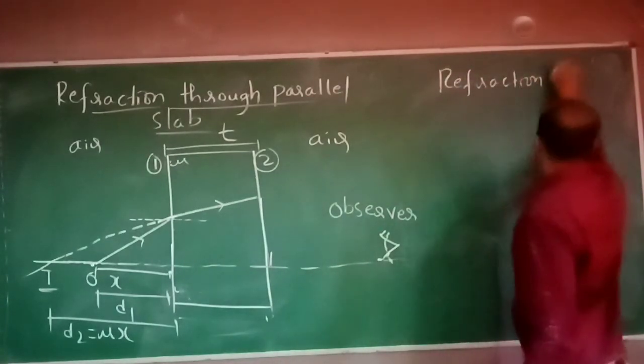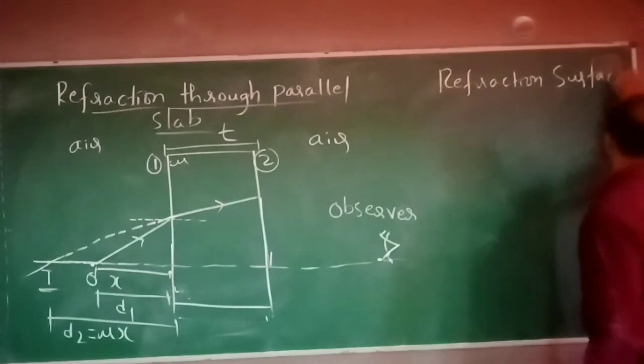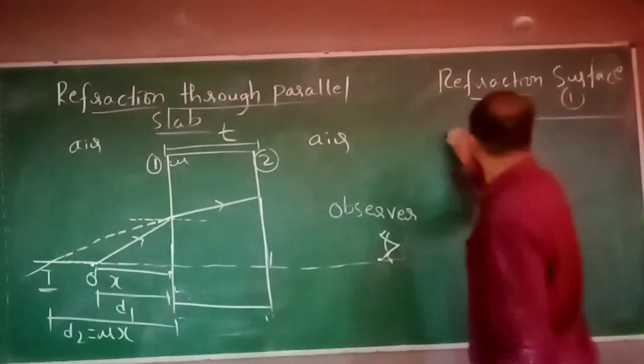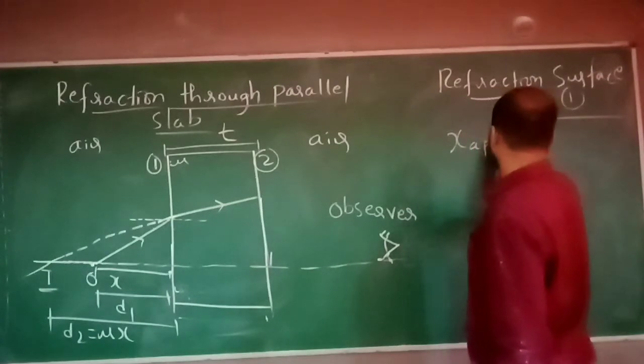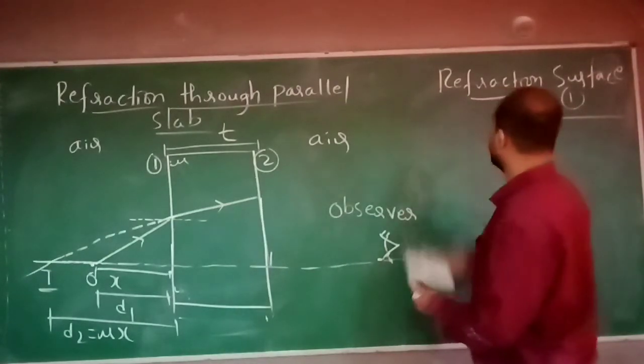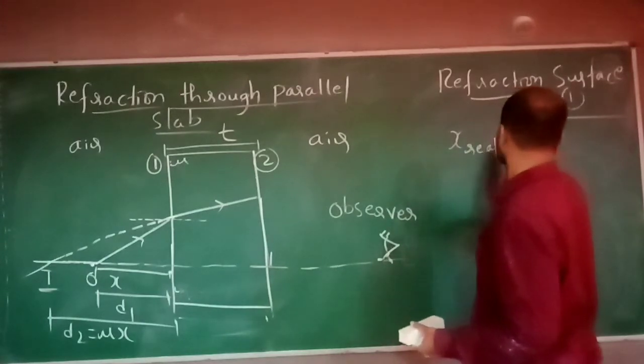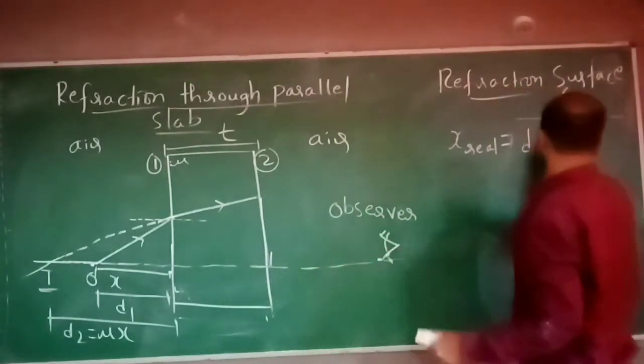Refraction in surface 1. What is x apparent? Sorry, what is the real height here? Real height is how much? Real height is d1, which will be equal to x.